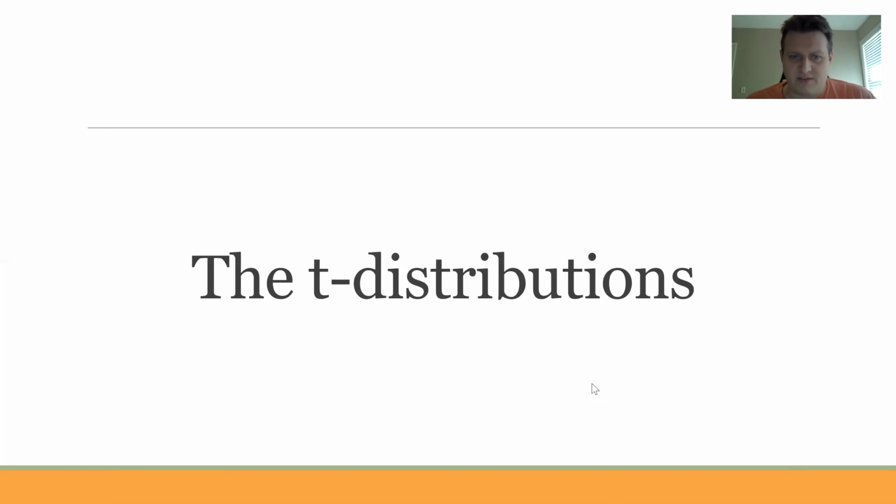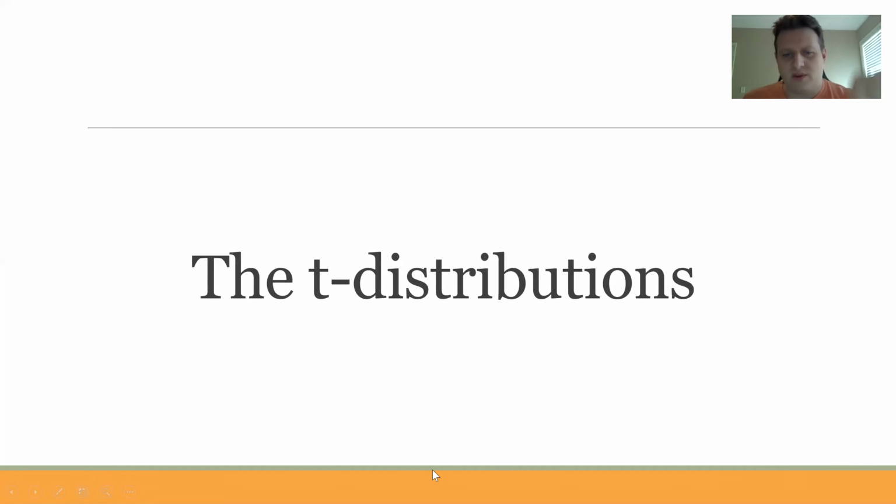The first thing to notice is that it is not a singular distribution like the z-distribution. The z-distribution is a single distribution. There is only one of them. Okay. T-distributions, there are many different types of t-distributions. And we'll talk about what distinguishes them, how do they change?